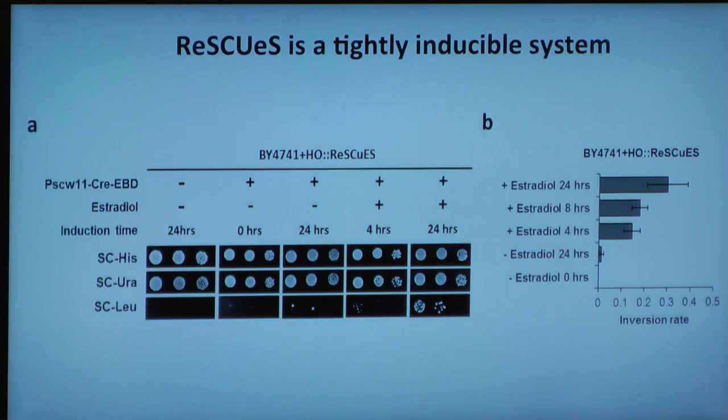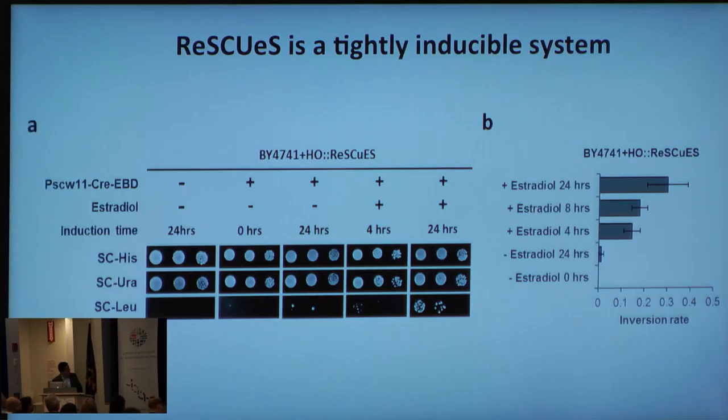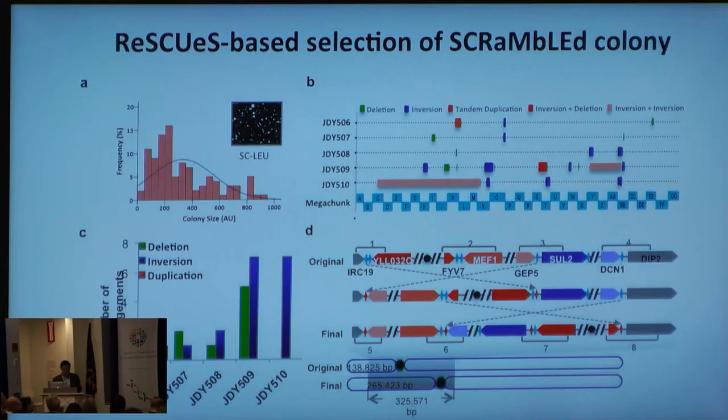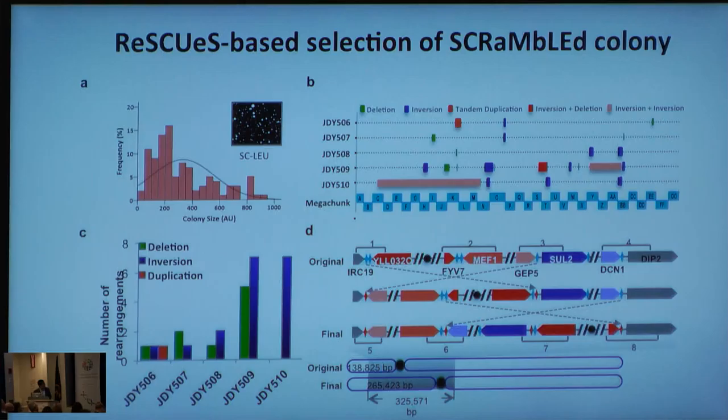So we used that as a test, and we tested whether this system is tight enough, and it actually is. If you look at this one, without induction you see nothing grows, and only when you induce it for 24 hours do you see Leu plus colonies appear. And this is induced for different times. You can see more of those Leu plus colonies appear. So using this system, we SCRaMbLEd chromosome 12, and then picked up the cells with rearranged chromosomes. As shown here, we picked five different strains and did genome sequencing to identify all the rearranged regions within the synthetic chromosome. We can see all sorts of modifications, like deletions, inversions, and duplications.